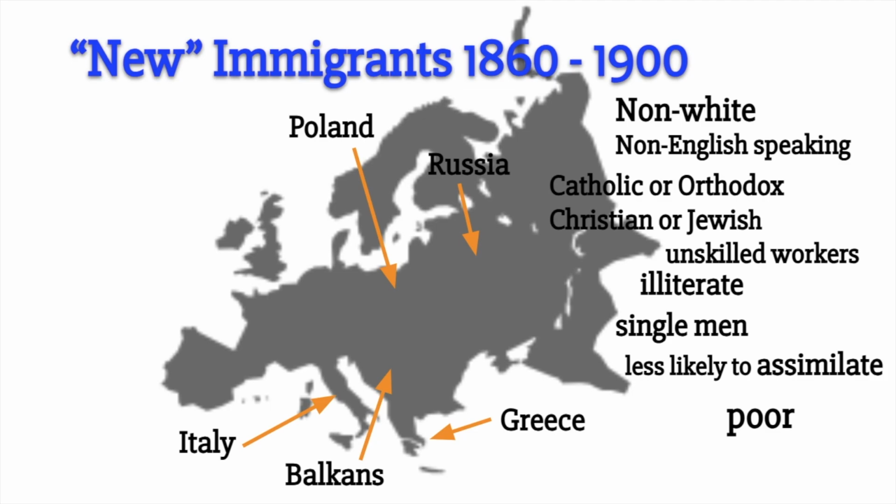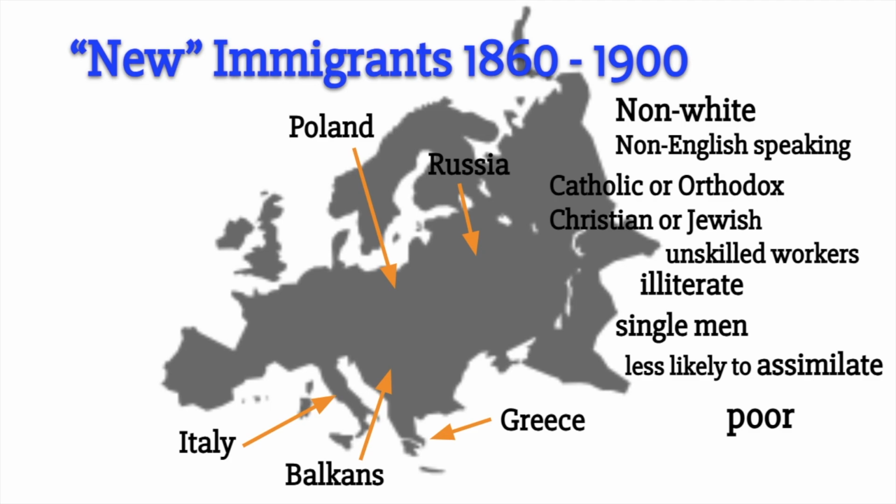So these new immigrants don't look or act like the previous immigrants coming to the United States. Many of them would be considered to be non-white. Most were non-English speaking. The majority were Catholic or Orthodox Christians, non-Protestant Christians. Many were Jewish, or many were unskilled workers who were not trained in a specific craft or trade. Many were illiterate.